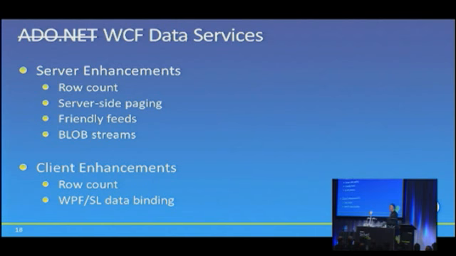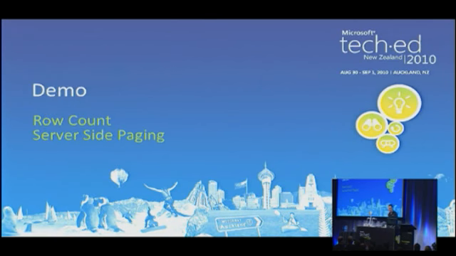So on the server side, there's enhancements which allow you to do row count and also server-side paging, so it'll tell you where the next page is. You can also do friendly feeds and get blob data down pretty easily through the data services. And on the client side, there's obviously support for that server-side row count. And also bindings for those of you in WPF and Silverlight world. So let's have a quick squiz at what this means.